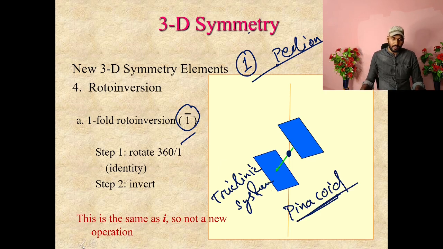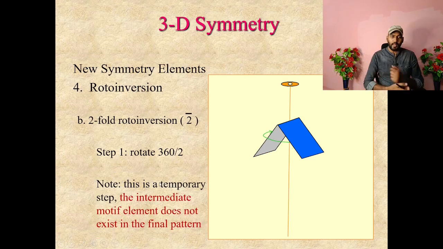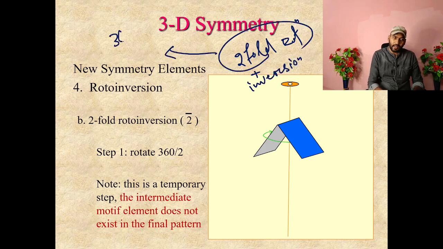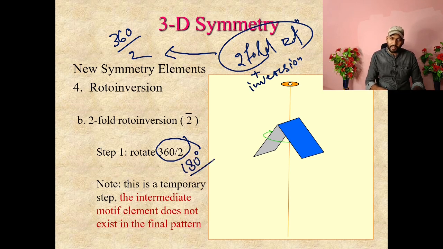So we'll go to the next one, 2 bar. What is the meaning of 2 bar? It means twofold rotation plus inversion. What is the meaning of twofold rotation? It means in 360 degrees we will get two faces. That means in each 180 degrees we will get one symmetric face. In a 180 degree rotation we will get one symmetric face.